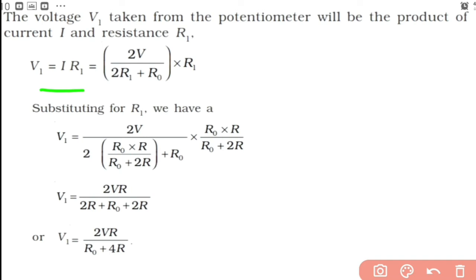Now in this equation we need to substitute for R1. So we'll have V1 is equal to, we know R1 is equal to R0 R divided by R0 plus 2R. Now substituting and simplifying, we'll get V1 to be 2VR divided by R0 plus 4R. Simplifications are there that you can do yourself. Okay.